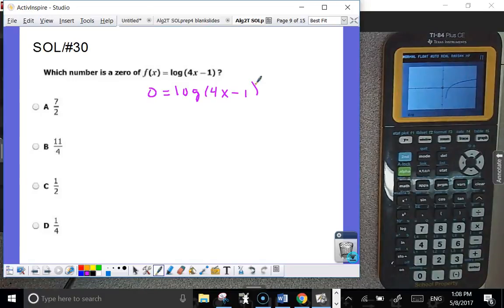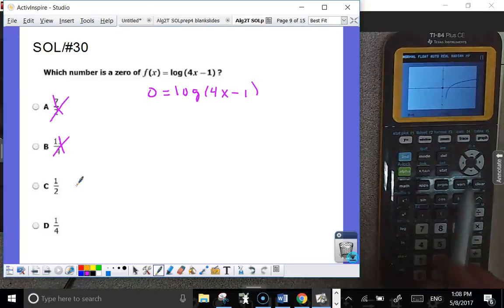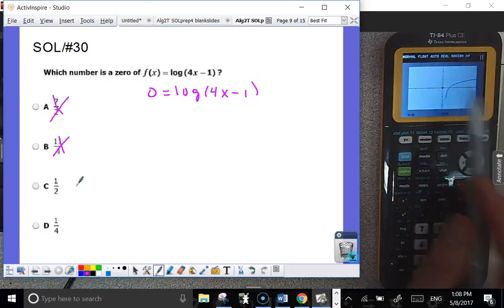So it's in between 0 and 1. So definitely it's not 7/2. It's not 11/4. Does it look like it's more like a half or a fourth? Say again? It looks like it's a half, right? Looks like it's pretty much exactly halfway between the 0 and the 1.